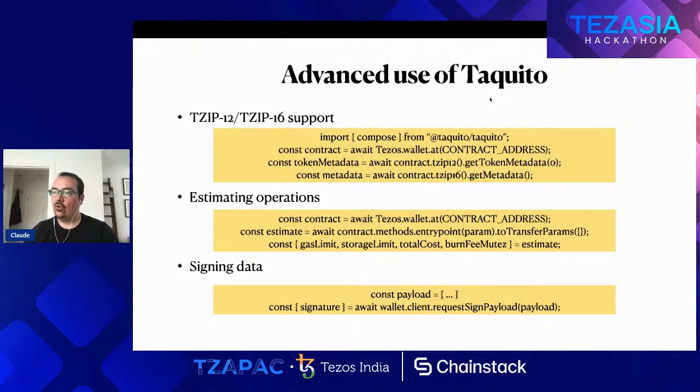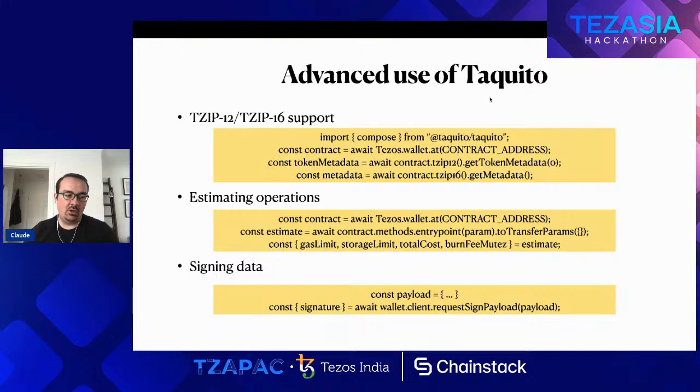So imagine you have a token contract with different token IDs. You don't have to create the storage of the contract and get the big map that you need, and then try to figure out the token ID and parse the value that's written in the big map. Taquito is just going to give you that method, getTokenMetadata. You pass the token ID that you're interested in, and it's going to return the value that's associated with the token ID.